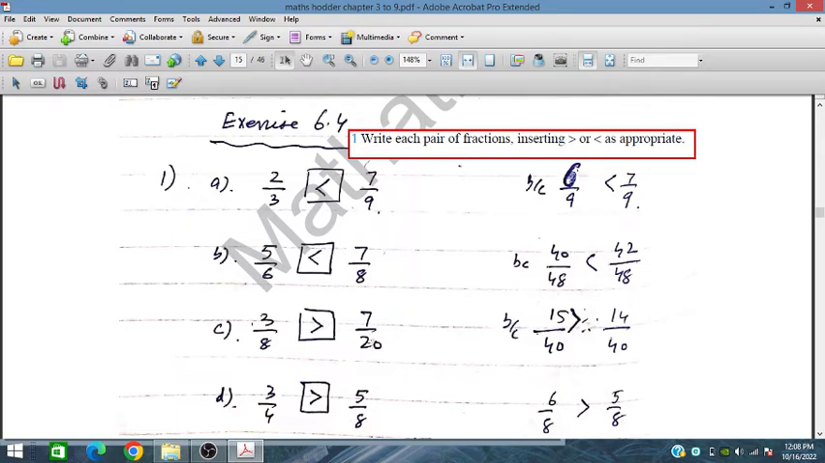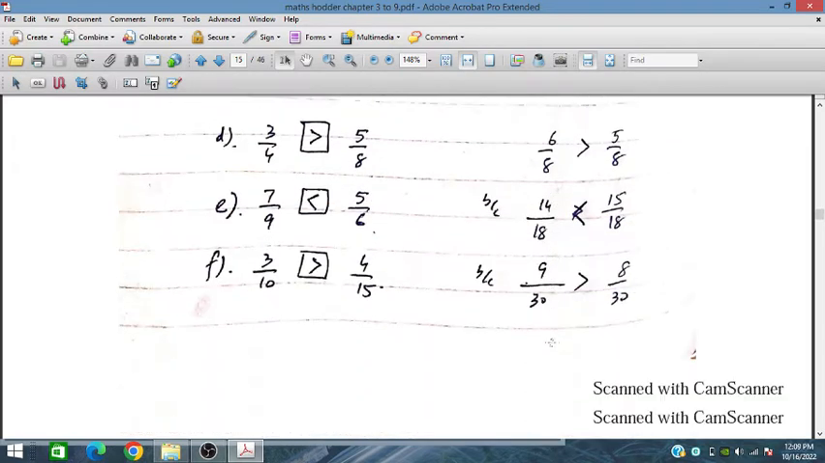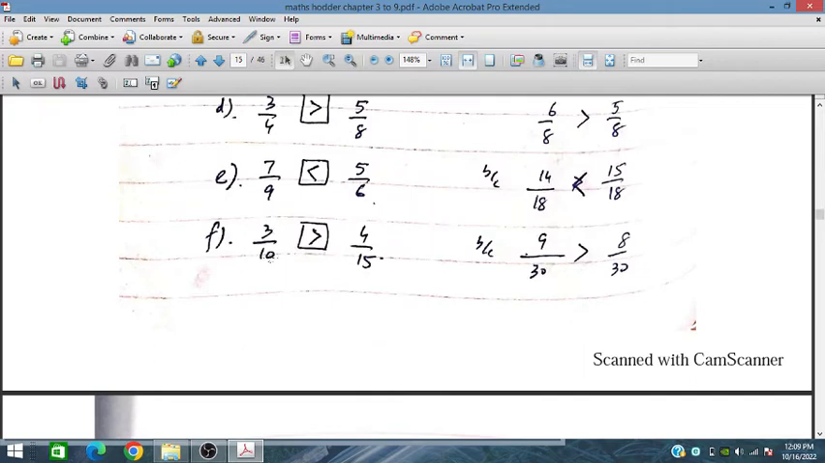Similarly for this, make it 20. So just multiply by 5, 2 with 5, which makes 40, and then 5 times 3 is 15. 15 by 40, and this is 14 by 40. So this one is greater. For the last one, 3 by 10 and 4 by 15. Just multiply by 3 and 2. 9 upon 30, and this is 8 upon 30. So this one is greater.